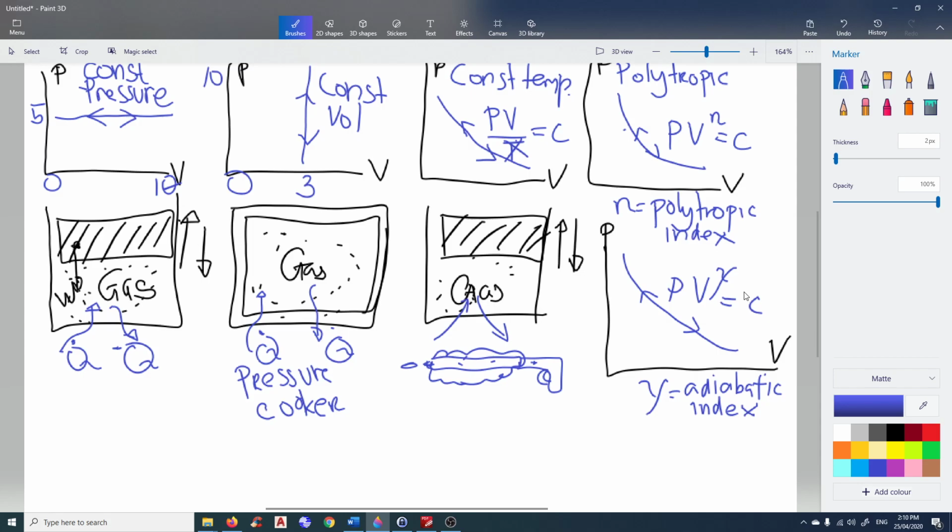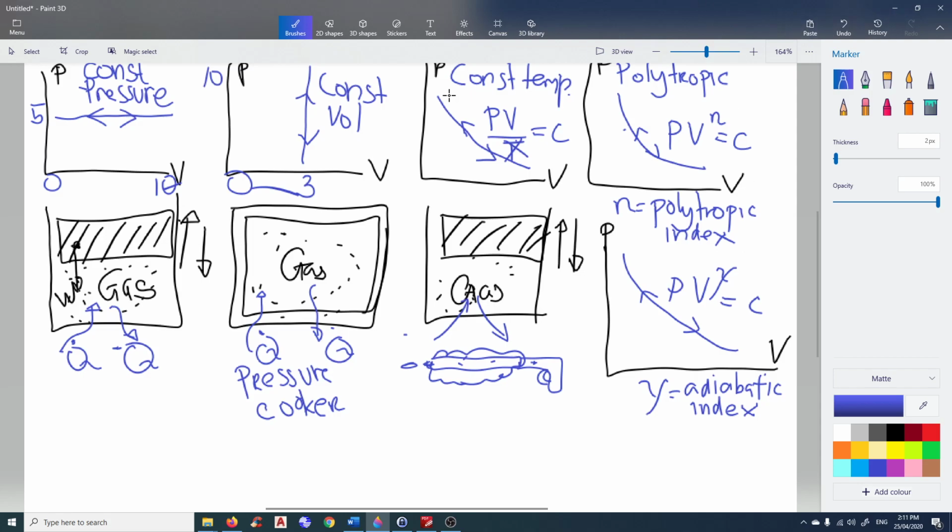Adiabatic means isentropic, or a constant entropy process. The pressure still changes, the volume still changes, and the temperature still changes. But the difference is in the adiabatic process there is no heat involved. It is very hard to imagine. We will closely have a look at this probably in the worked example.